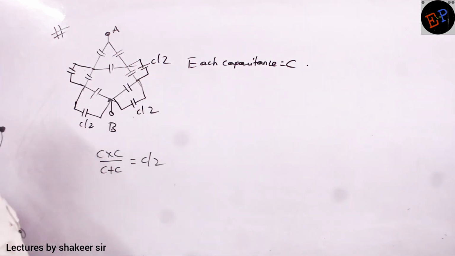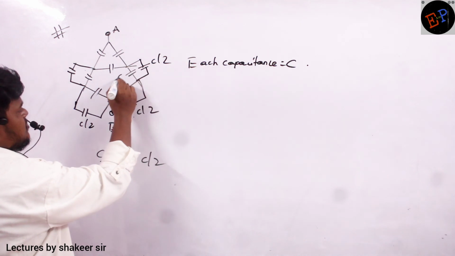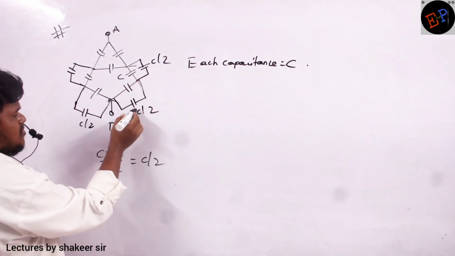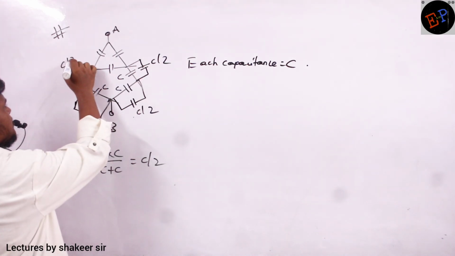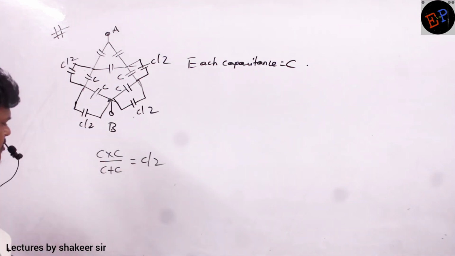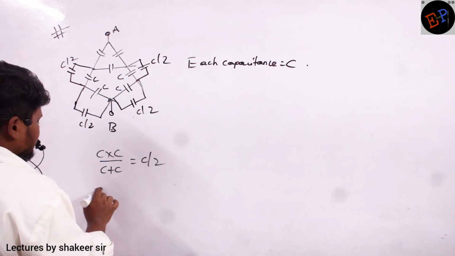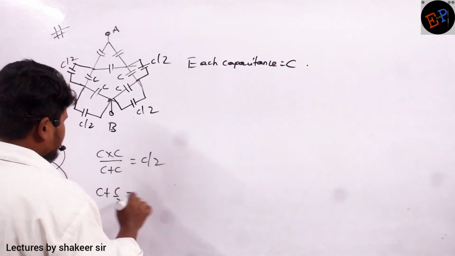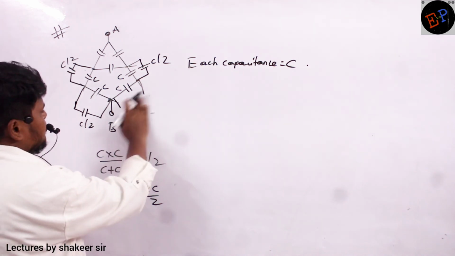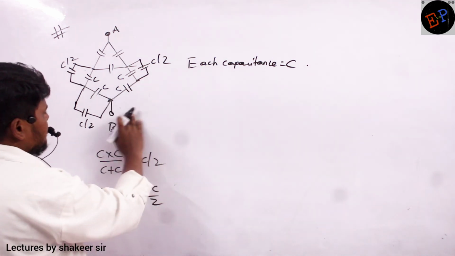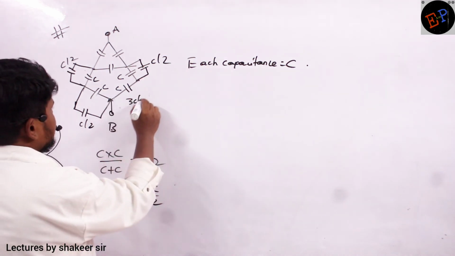Clear, no? Now if you see here, C by 2 and C, they are in parallel connection, no? Similarly, this one and this one in parallel. C by 2, C, C by 2, C. They are connected in parallel connection. So for parallel connection, what is the calculation? C plus C by 2 is how much? It is 3C divided by 2. So therefore, instead of two capacitors, I will write a single capacitor of capacitance 3C by 2.